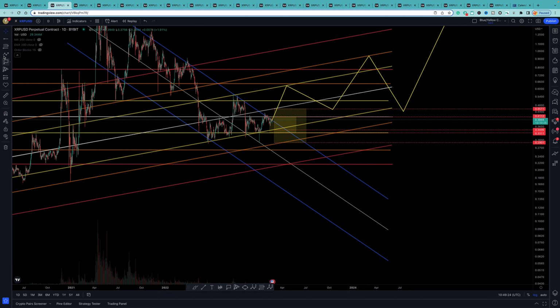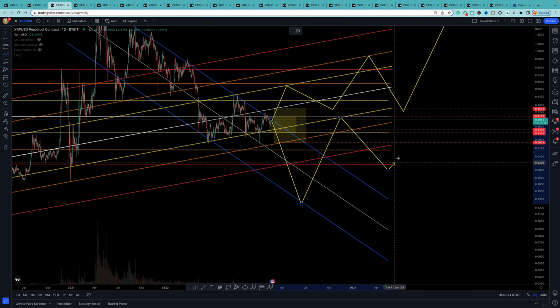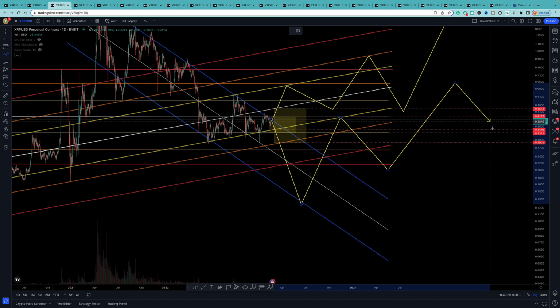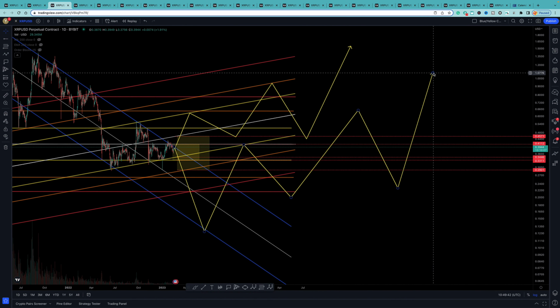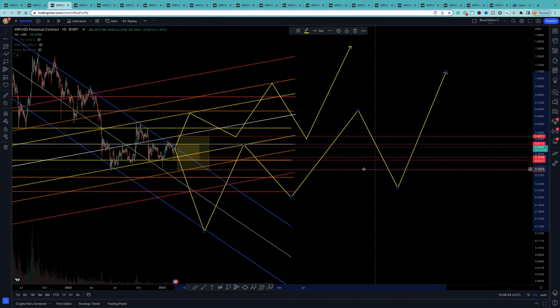If it breaks down and we come down here, we'll have the same pattern. If we come down here, we'll still have the same pattern where we got to come out of it. But that'll take us to the end of the year.